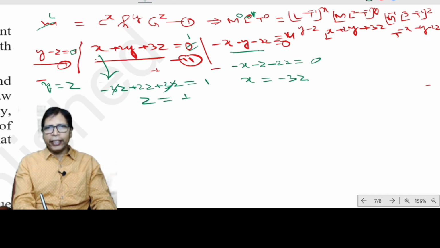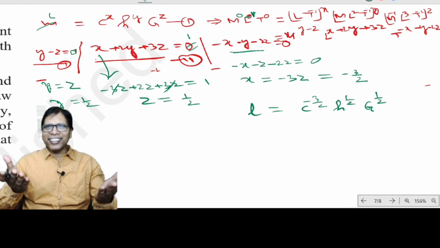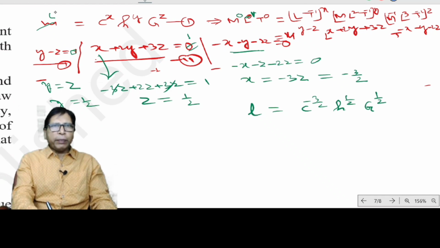So look at this, z equal to half. If z equal to half, x equals minus 3 by 2, and y is also half. So the dimension of length is c to the power minus 3 by 2, h to the power half, and g to the power half. Okay, understood? Next. Now to express time, this L can be replaced by the time T.